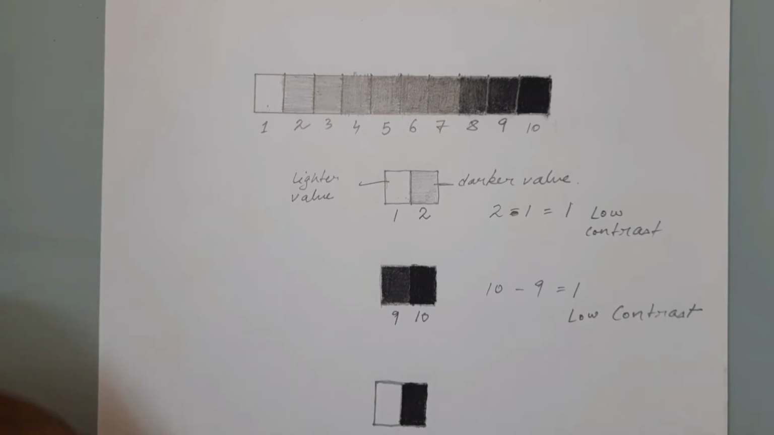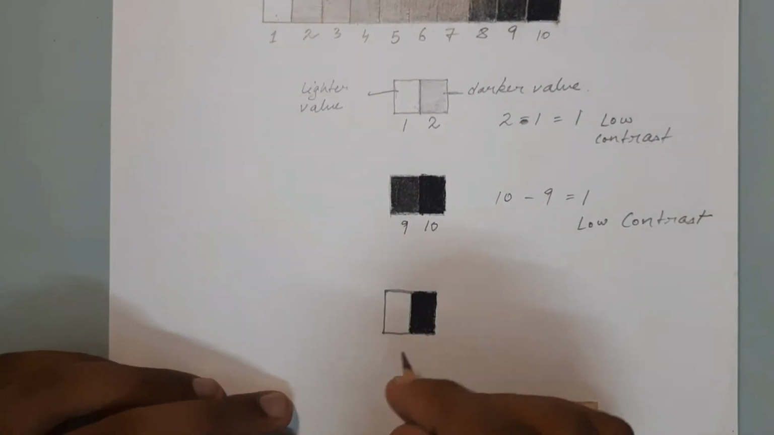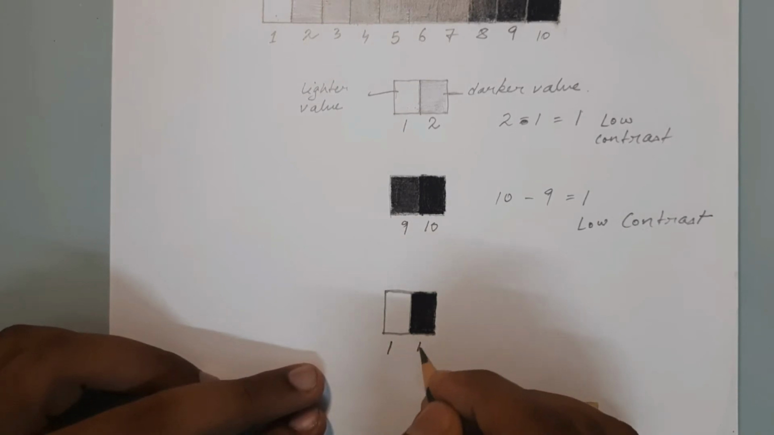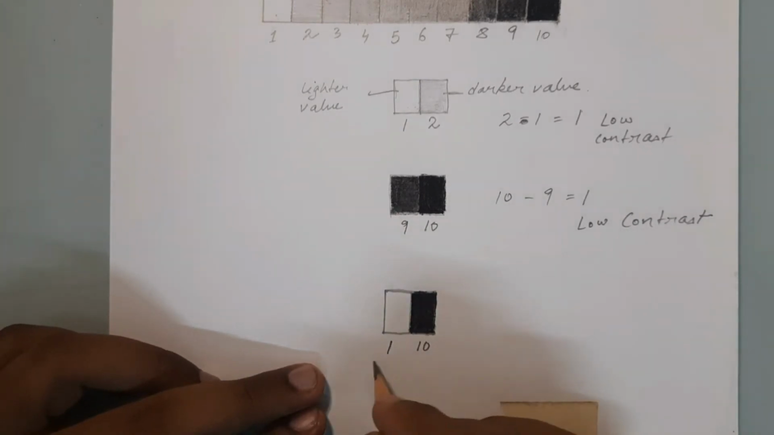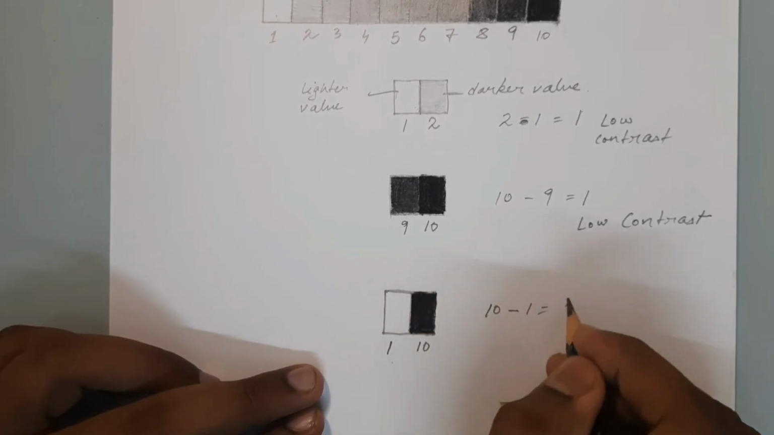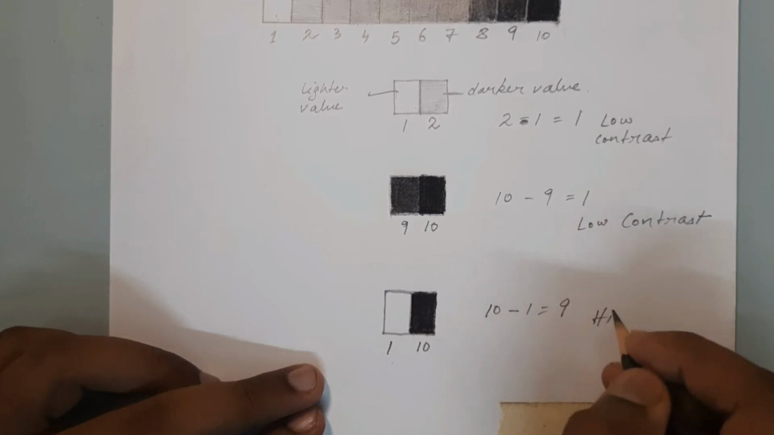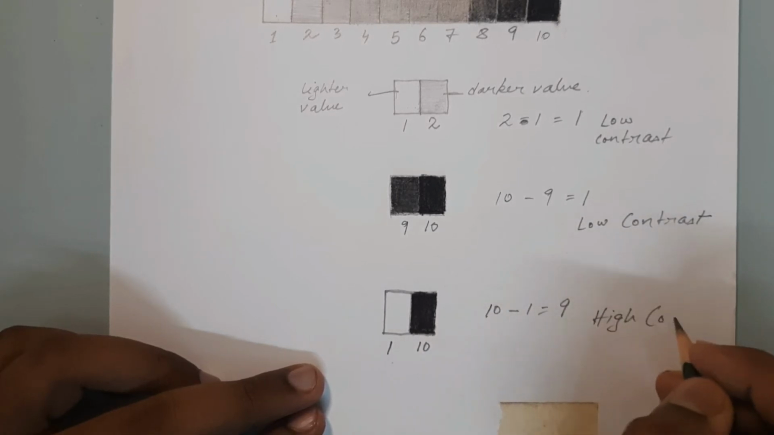But now as you can see, if I place value number 1 and value number 10 side by side, the difference between the two values becomes 10 minus 1 equal to 9. So this becomes high contrast.